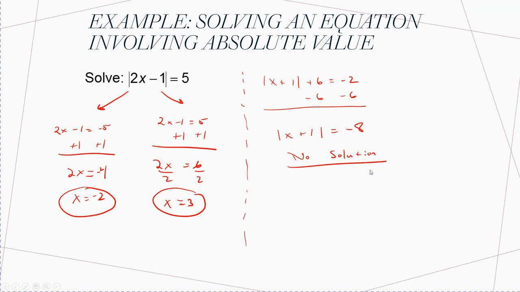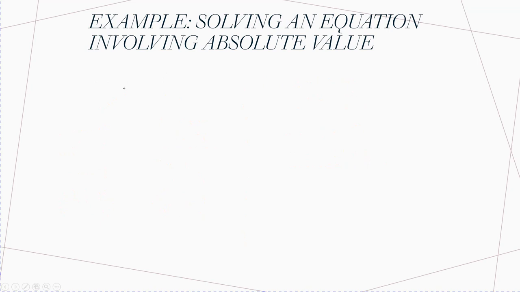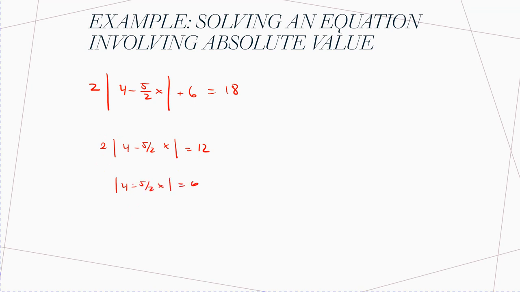All right, let's end on one last problem here. We'll do one last trickier one. 2 times the absolute value of 4 minus 5/2 x, plus 6, is equal to 18. The first thing you want to do is isolate the absolute value. So you're going to subtract 6 from both sides. Then you're going to divide both sides by 2. Look, you got the absolute value is equal to a positive number.